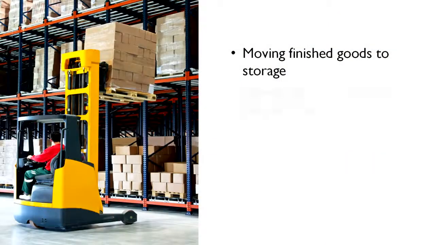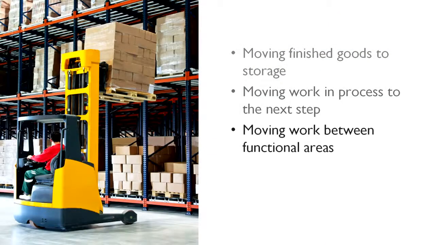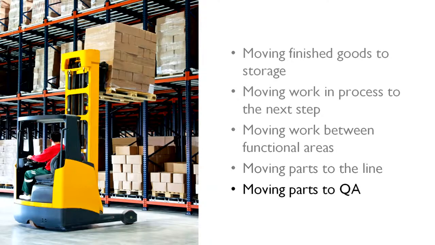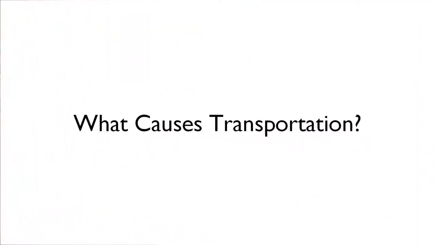Now, some examples of transportation waste are moving finished goods to storage, moving work in process to the next step, moving between functional areas, moving parts to the line, and moving items to quality assurance. So that's what this waste is. Now, let's turn our focus to what causes it.